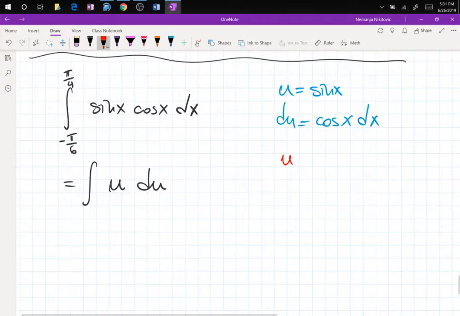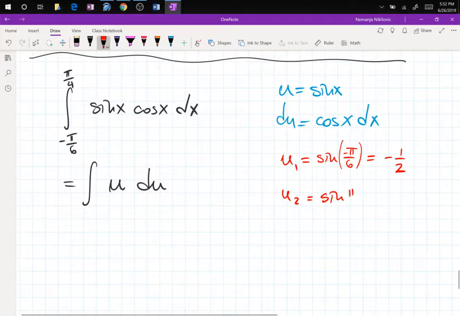So u1 is sine of negative pi over 6, which would be negative 1/2. Sine is an odd function, it preserves the negative, and then sine of 30 degrees is a half. And then u2, which is sine of pi over 4, will be root 2 over 2. So the limits are negative 1/2 and root 2 over 2.